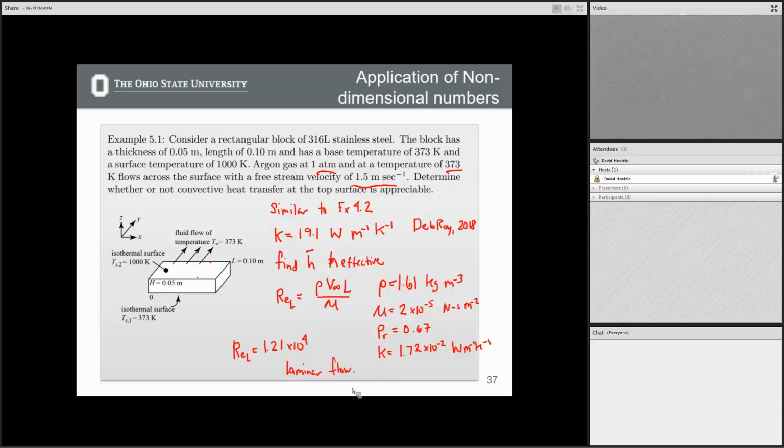If we would have gotten turbulent flow, I would say the engineers are designing this incorrectly. It would probably not make much sense to have a bunch of turbulence in your flow over this stream that's not supposed to affect the laser very much. So with laminar flow, we then have to get the effective, or average, convective heat transfer coefficient.